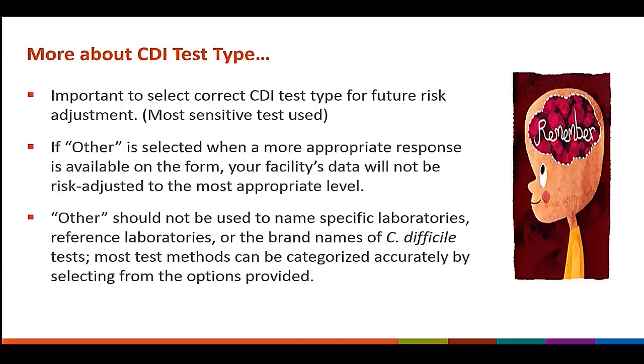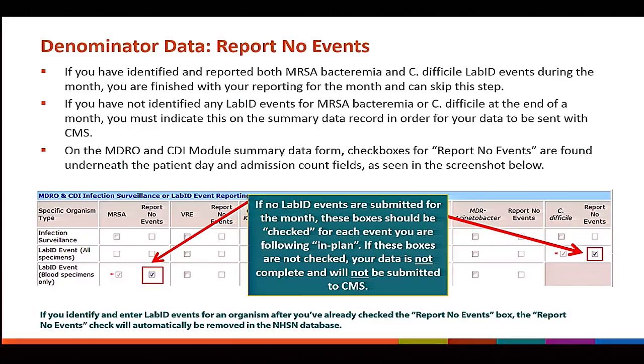So if you make it down to this screen, you're almost there because the last thing that you need to do is just to verify that you have put everything in for the month as expected. If you have the report no events box checked, that is a quality check to NHSN where you are verifying that you've looked and there were no events for the month for that particular organism. I will also point out that you have these report no event boxes on your FacWideIN denominator summary field, and then you will also find them separately on your ED and your observation submissions.